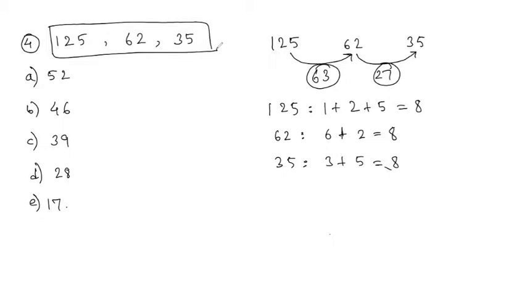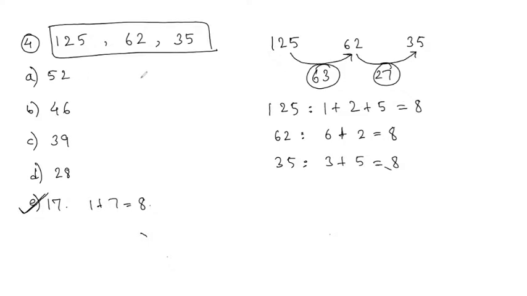8. The sum of digits is 8. What is the answer? Option E, correct. 17. Why? Because 1 plus 7 is equal to 8. Right. Yes.